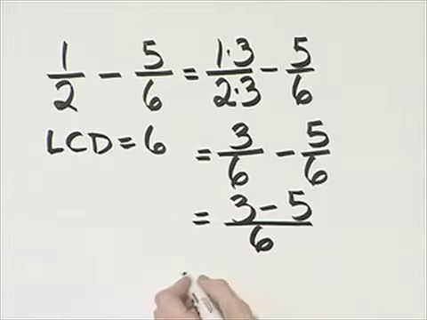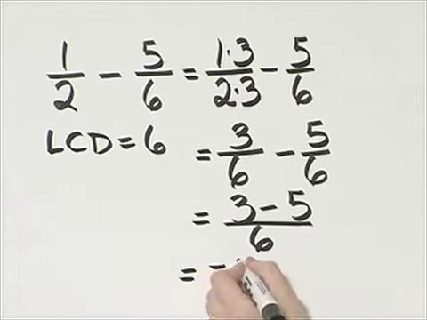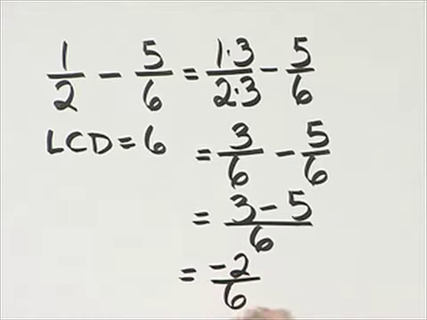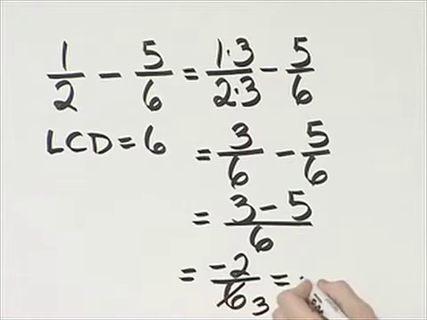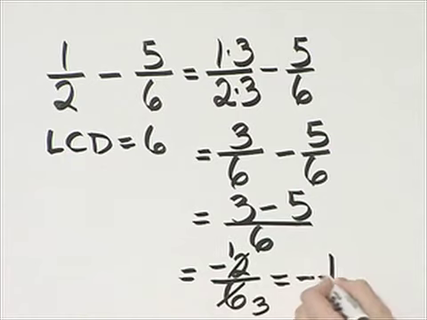And now let's simplify. 3 minus 5, if you need to, go ahead and write it as 3 plus negative 5. Whichever way you go, 3 minus 5, that's negative 2 over 6. And notice this fraction can be simplified. 2 and 6 have a common factor of 2. 6 divided by 2 is 3. Now I'm going to go ahead and take this negative and place it in front so I can think of 2 divided by 2 as 1, and this simplifies then to negative 1/3.